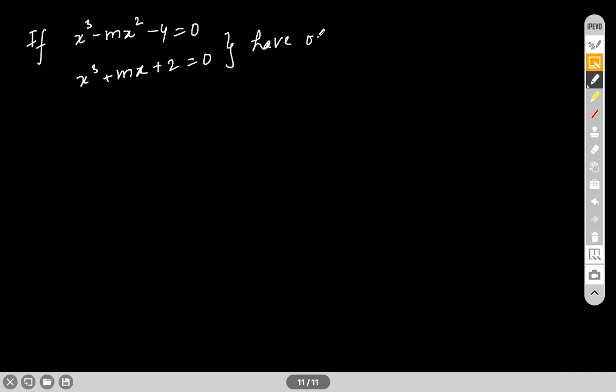Next question. If x cube minus mx square minus 4 equal to 0 and x cube plus mx plus 2 equal to 0 both have one common root, then find the values of m.